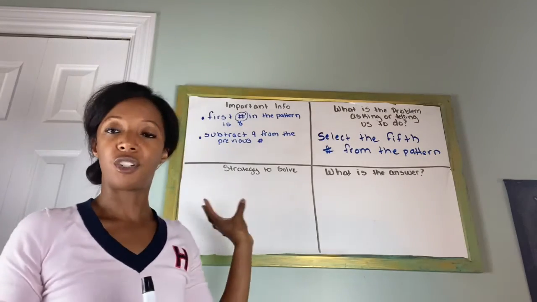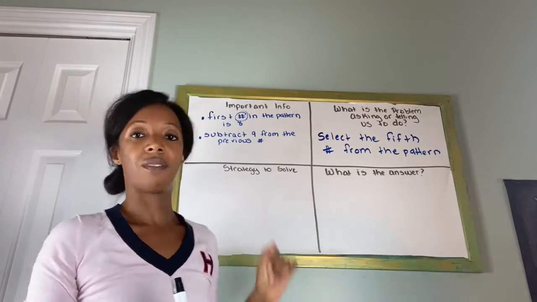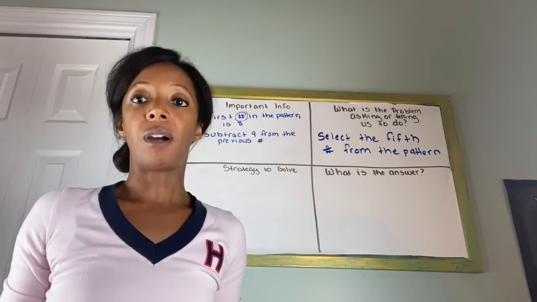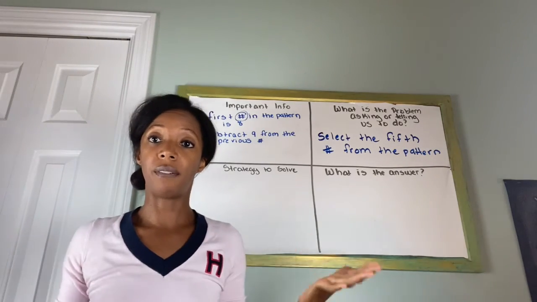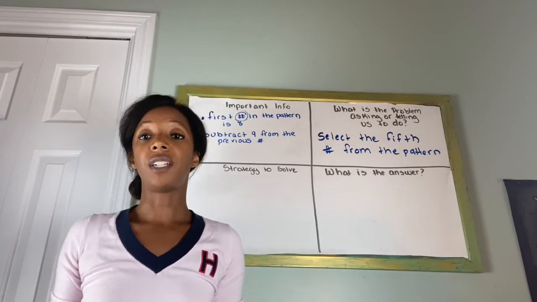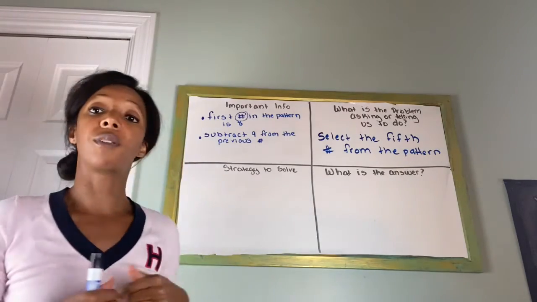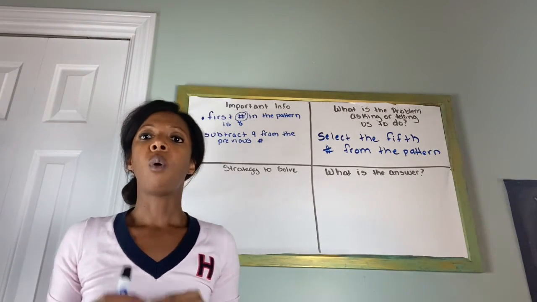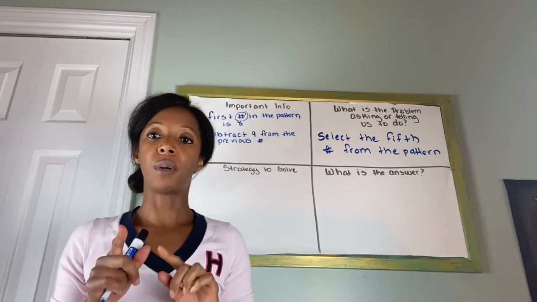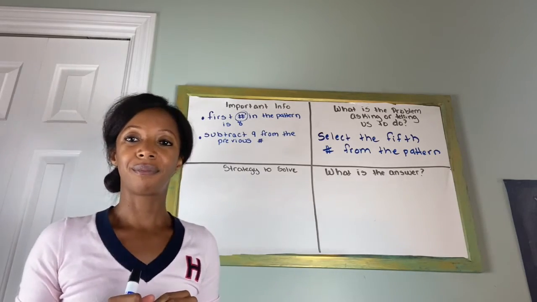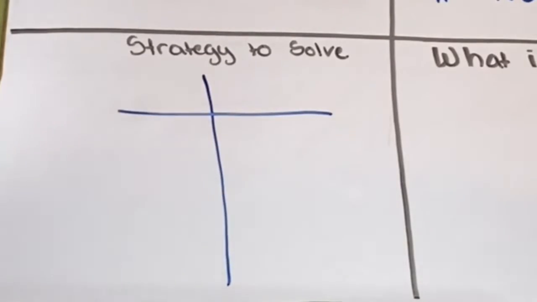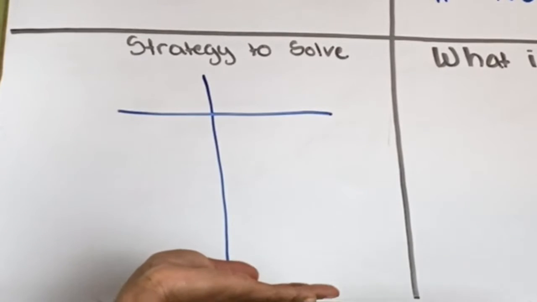We're going to apply our strategy of choice in order to solve this problem. This is the fun part because everybody is going to have a different strategy. The strategy that I'm deciding to use is going to be a ratio table. What's your strategy that you're going to use to solve this problem? I'm going to separate and create a ratio table.